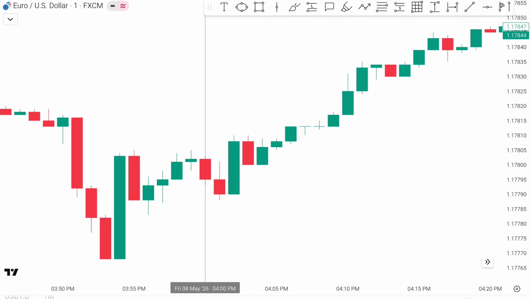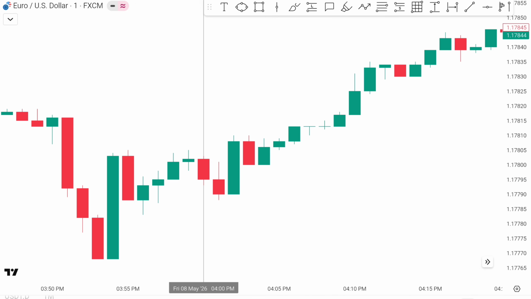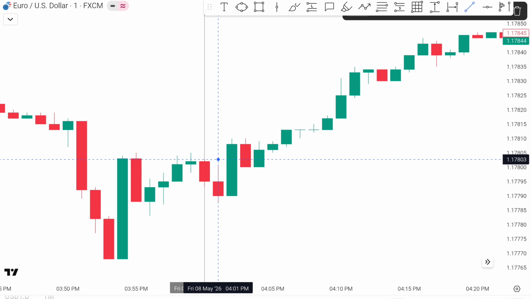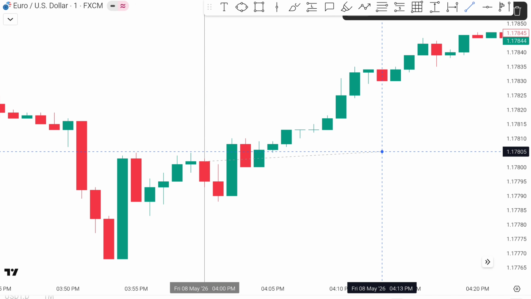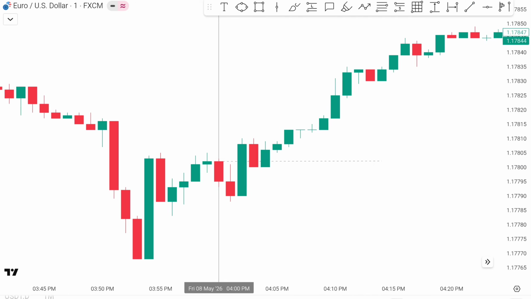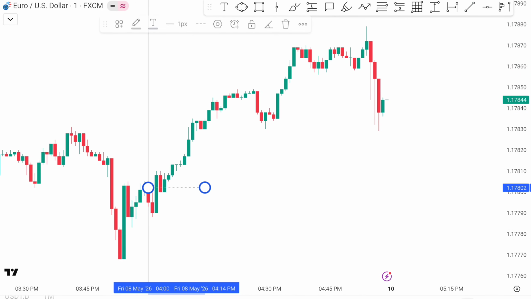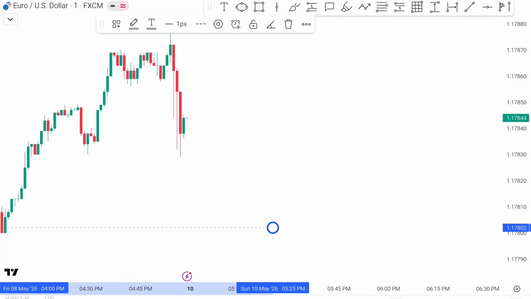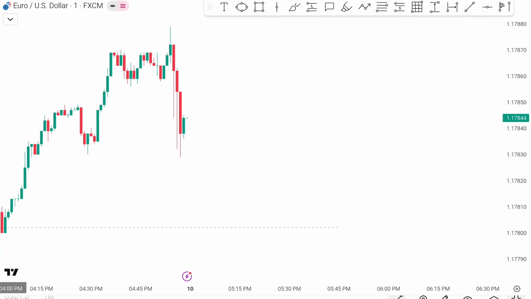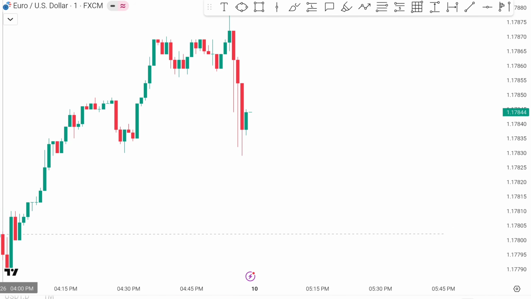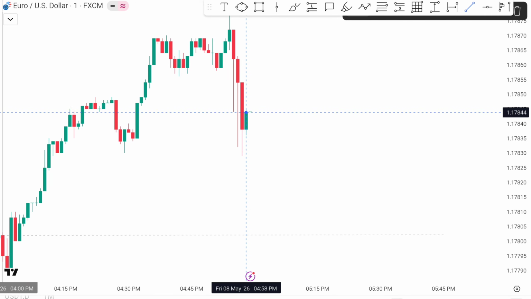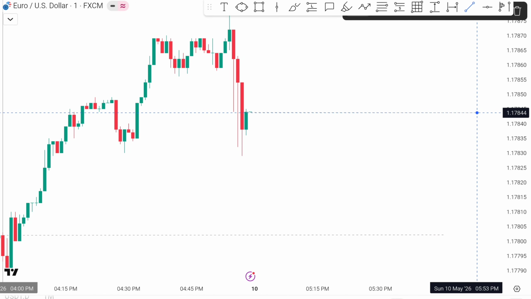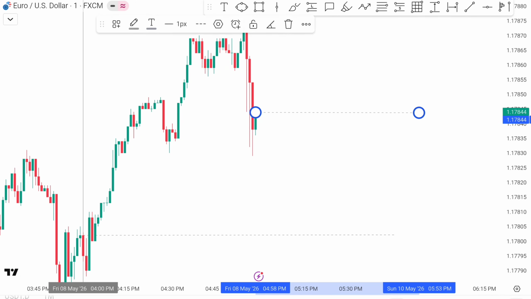Now this candle is the red candle. It means price must have opened from the upside, which is at this point, and you can mark this high and extend it to the right. So this is your opening price at this point. Now where does the candle close? Because this is the bullish candle, price must have closed to the upside.